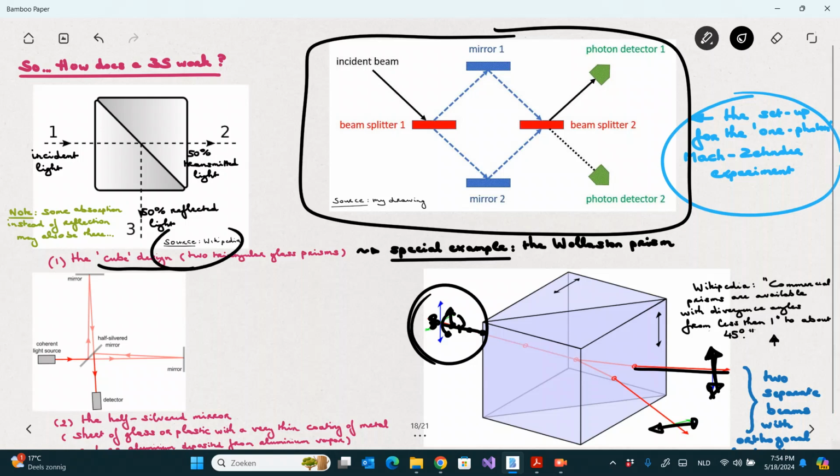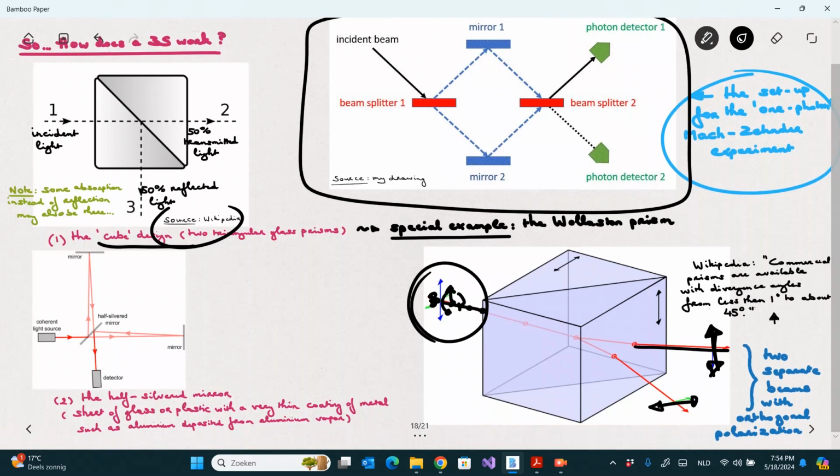So here again, I take these. I know the source because I need to pay attention after the censorship I had when trying to debunk some of the lectures of Feynman, so I quote my sources here, and this comes from Wikipedia. These prisms are available with divergence angles from less than 1% to about 45%. The thing you need to remember is that we have two separate beams here that come out with orthogonal polarization.